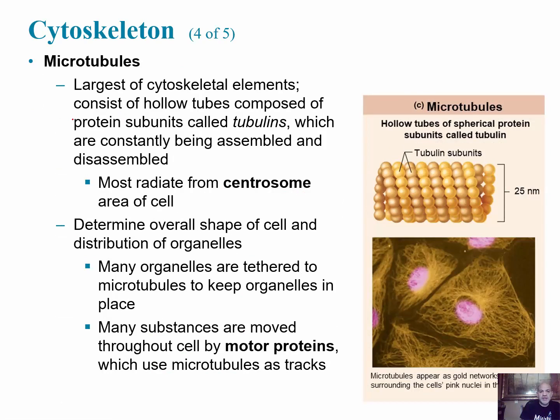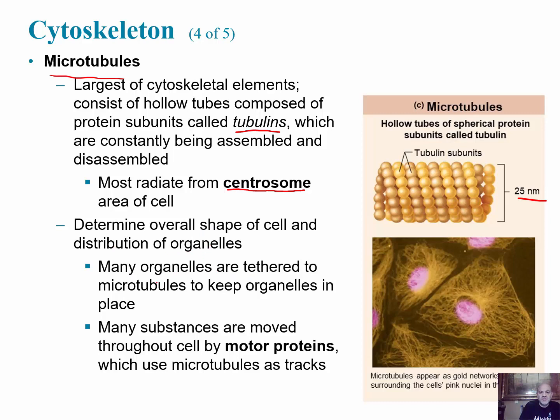So we have microtubules, and these microtubules are the largest ones. These are about 25 nanometers in diameter. They're going to be composed of subunits called tubulin, and there's alpha and beta tubulins. So there's 2 kinds of tubulins, and these are constantly being broken down and built back up. Most are going to radiate from a structure called the centrosome. And in animal cells, the centrosome is the general location where you find centrioles. And we determine overall shape of the cell and the distribution of organelles with these structures.